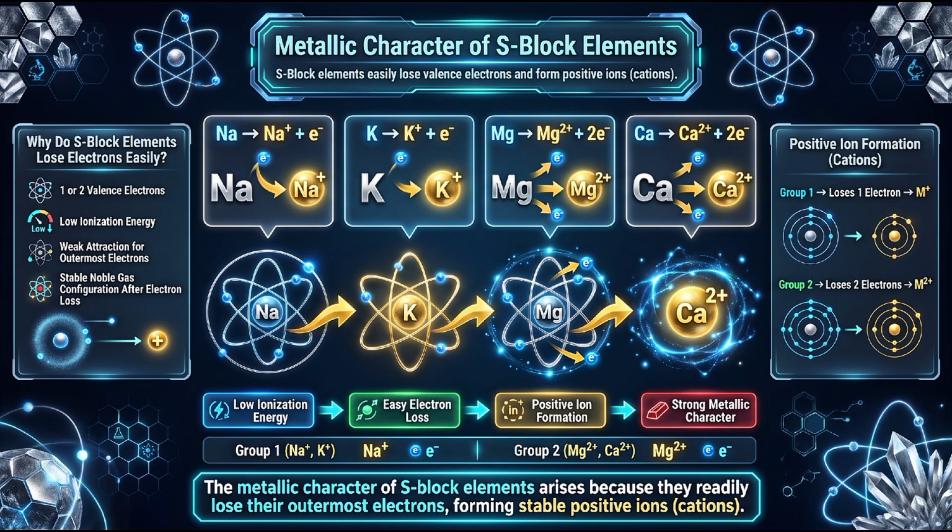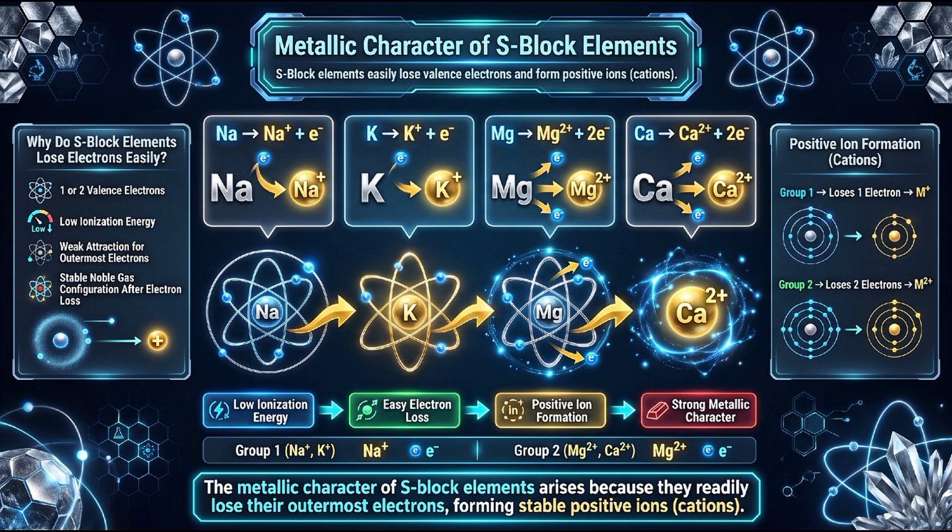Similarly, magnesium changes from 2,8,2 to 2,8, again achieving the stable configuration of neon. Calcium changes from 2,8,8,2 to 2,8,8, which is the electronic configuration of argon. Thus, losing electrons allows S-block elements to reach highly stable electronic arrangements.